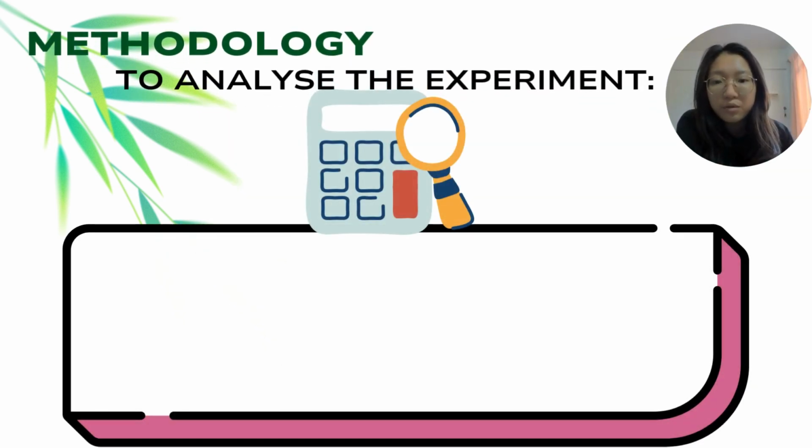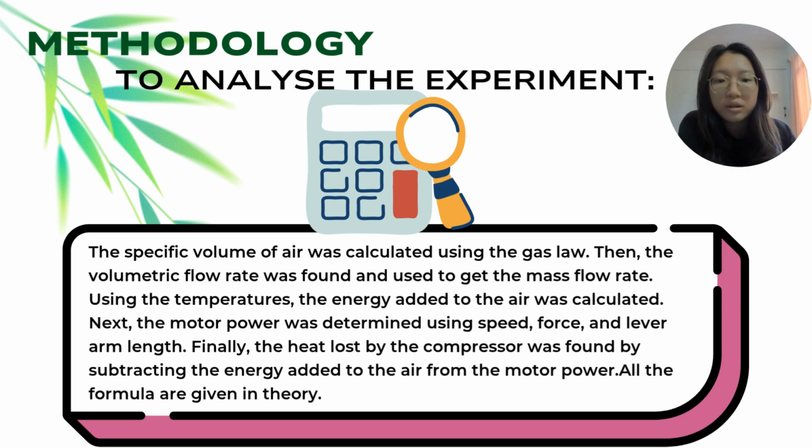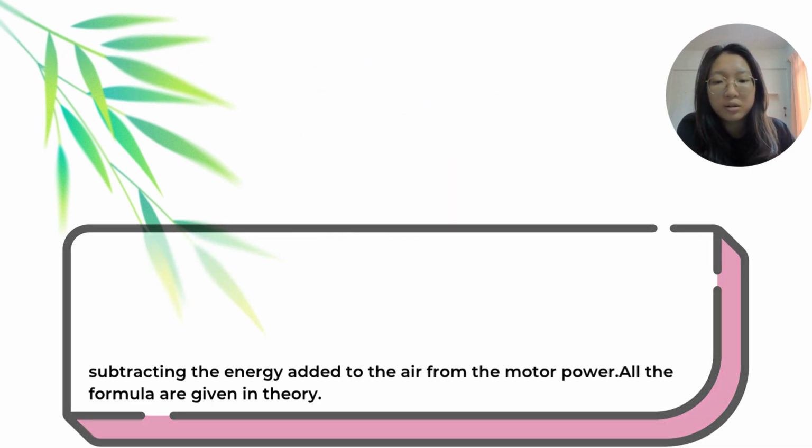The specific volume of air was calculated by using the gas law. Then the volumetric flow rate was found and used to get the mass flow rate. By using the temperature, the energy added to the air was calculated. Next, the motor power was determined by using the speed, force, and lever arm length. Finally, the heat loss by the compressor was found by subtracting the energy added to the air from the motor power. All the formulas are already stated in the theory.